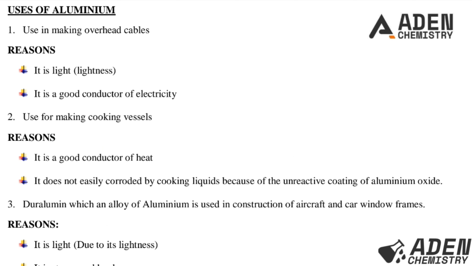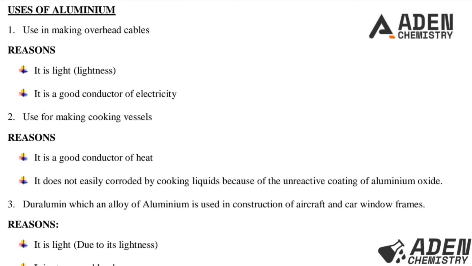Next, let's go to the uses of aluminum. The first use of aluminum is in making overhead cables. What is the reason? We have 2 reasons. 1, due to its lightness, or because aluminum is light, or it has low density. Number 2, it's a good conductor of heat and electricity. Aluminum is a metal, therefore it's a good conductor of heat and electricity. So because of these 2 reasons, aluminum is used in making overhead cables.